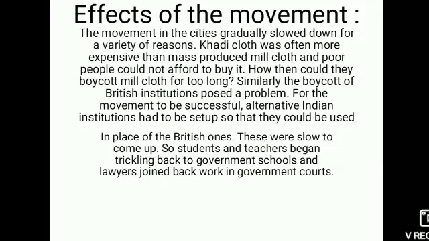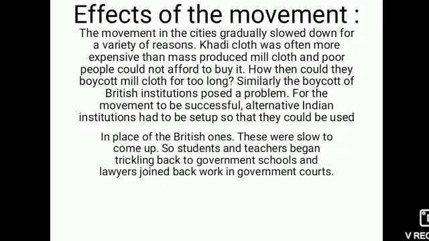Effects of the movement. The movement in the cities gradually slowed down for a variety of reasons. Khadi cloth was often more expensive than mass-produced mill cloth, and poor people could not afford to buy it. How then could they boycott mill cloth for too long?